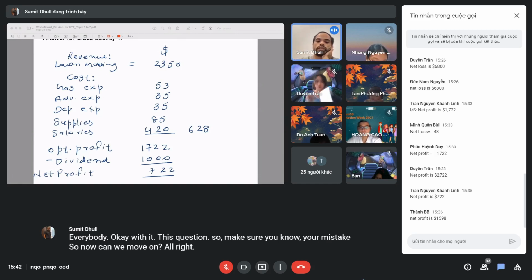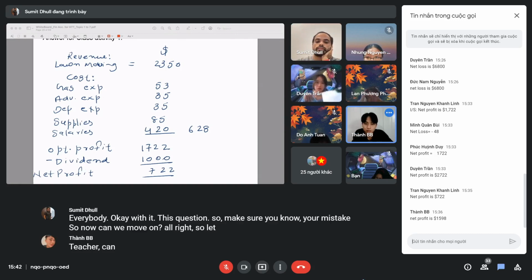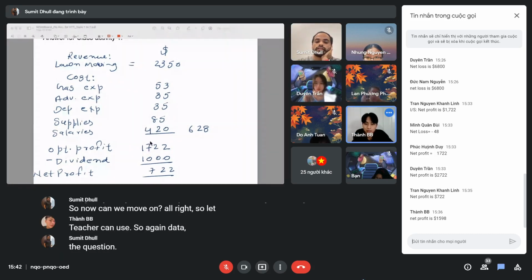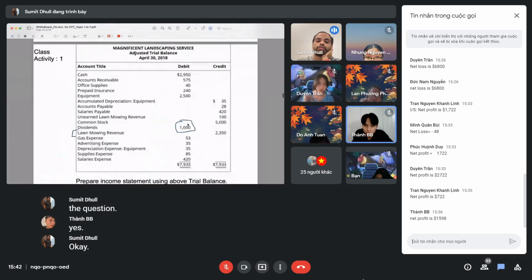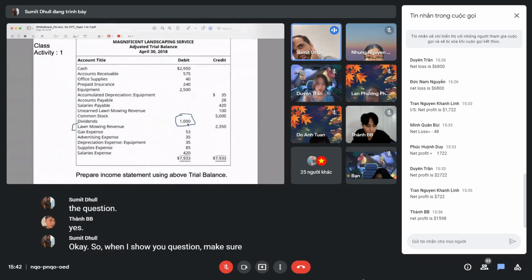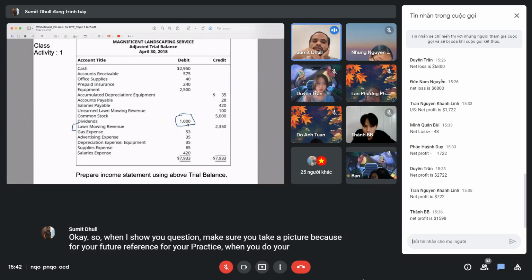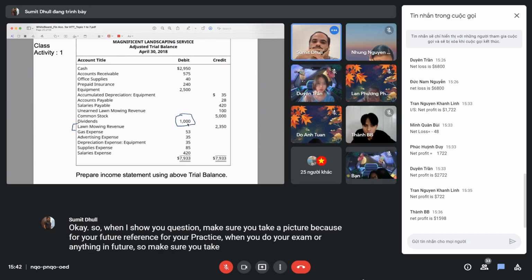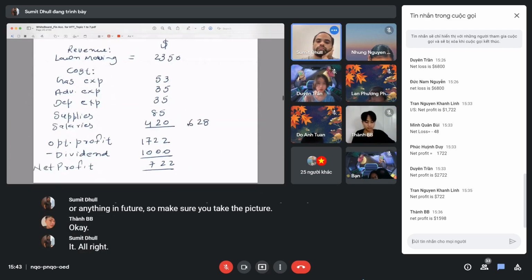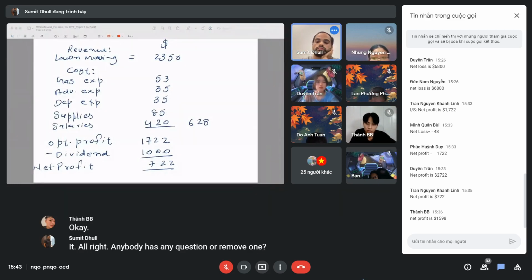Teacher, can you show again the chart? The question? Yes, yes. So when I show you a question, make sure you take a picture, because for your future reference, for your practice when you do your exam or anything in future, so make sure you take the picture. Okay. All right. Anybody has any question, or we move on? Let's move on.